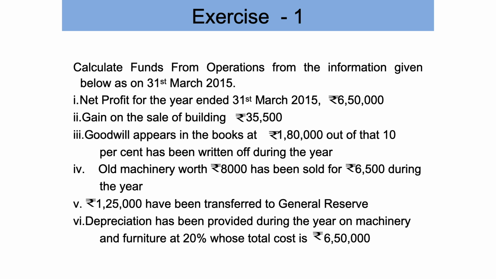Then depreciation has been provided during the year on machinery and furniture at 20%, whose total cost is rupees 6,50,000. 20% on 6,50,000 depreciation is a non-cash item that is also to be posted in the debit side of adjusted profit and loss account.